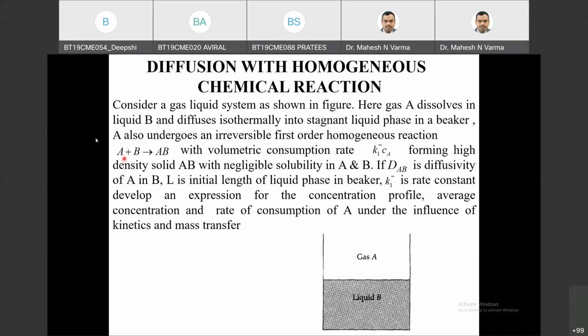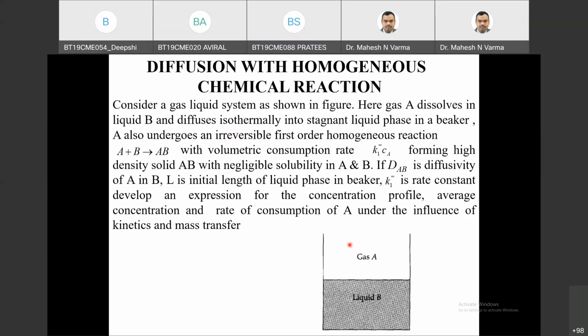So here we have this gas A. Consider a gas liquid system as shown in the figure. This is a cylindrical beaker, which contains a liquid B and gas A. Here gas A dissolved in liquid B and diffuses isothermally into a stagnant liquid phase in a beaker.